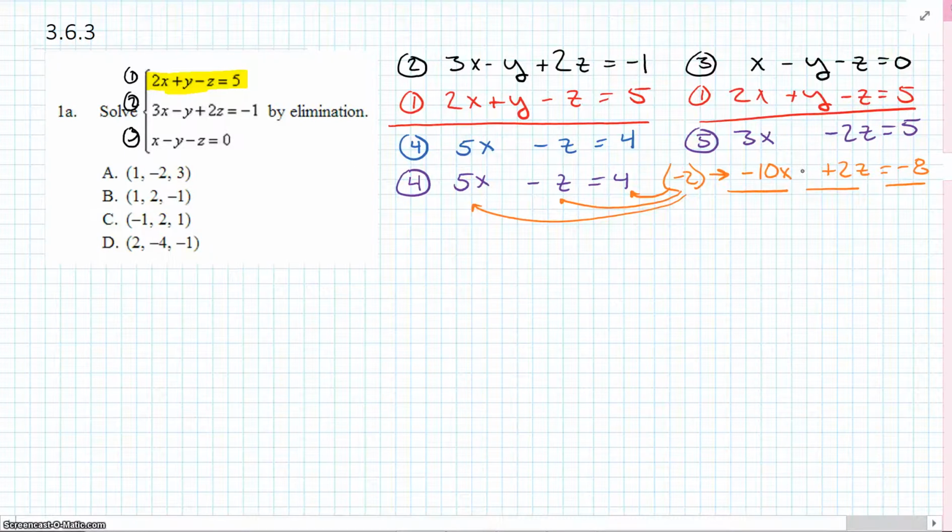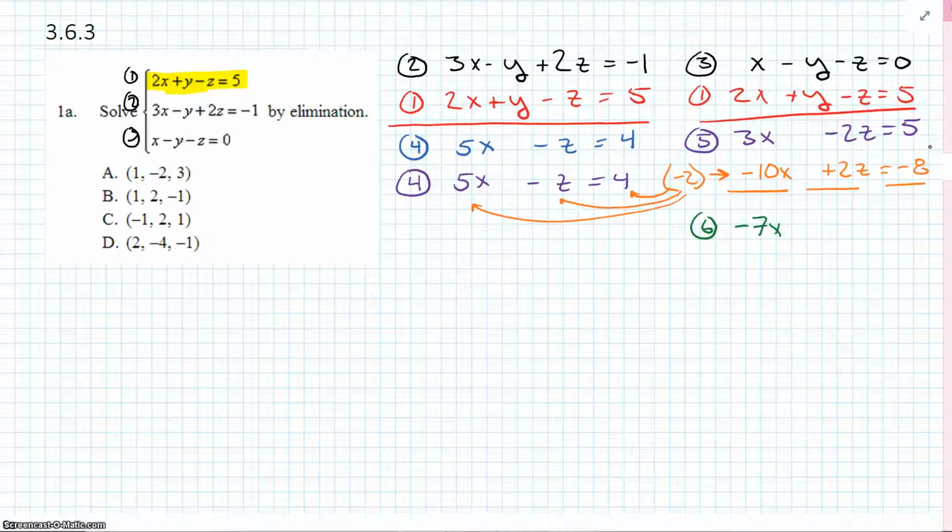So 3x minus 10x is negative 7x. And again, this is equation 6 for us. The z's are going to cancel. So I got 5 plus.